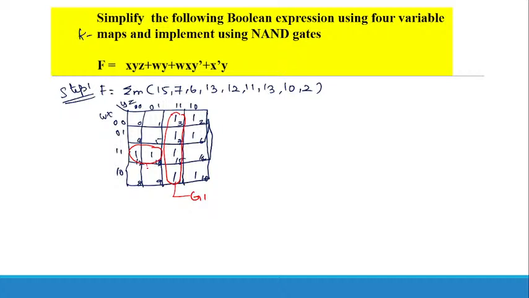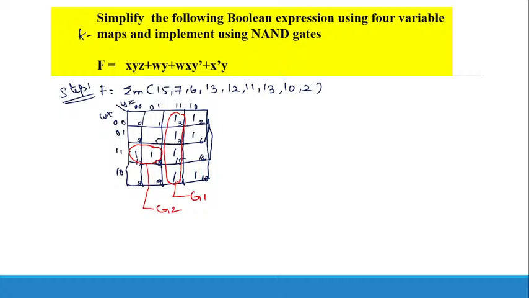I have done that and I have named it as group 2. Next, who and all left out? This 1 is left out. For this, I have to first aim for, actually octet is not possible, so quad. Any 4 cells could I combine with this? Only if they are adjacent, I could.